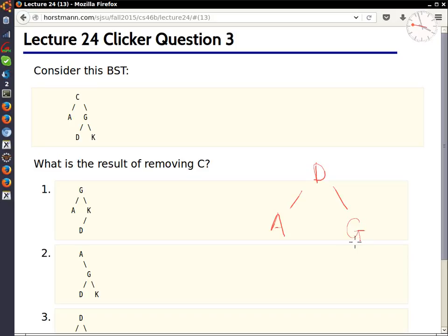And now we're going to do what with this thing here? It has no children, so normally we're supposed to reroute like this. There's nothing there, so all we do is we have the K left over, and that is option 3.